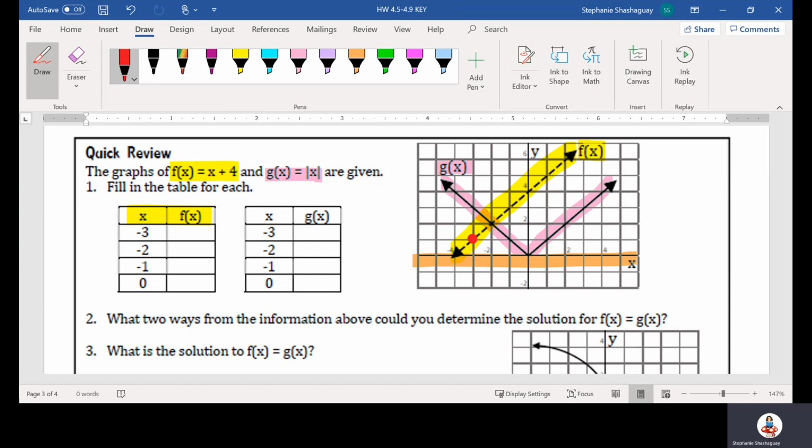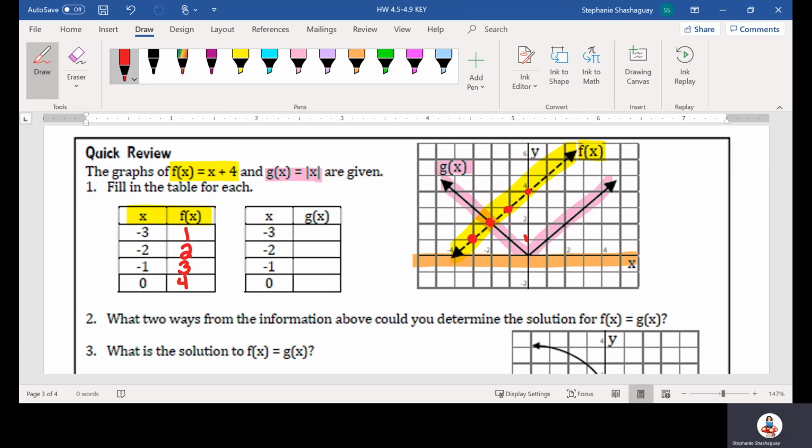Well, my y value would be 1. So I can fill it in as 1. When my x is -2, my y value is 2. When my x is -1, my y value is 3. When my x is 0, my y value is 4.